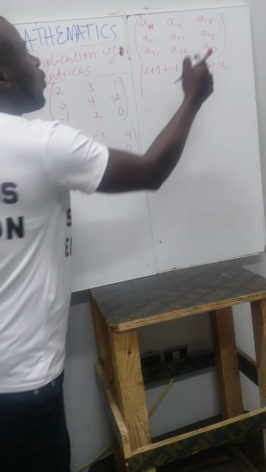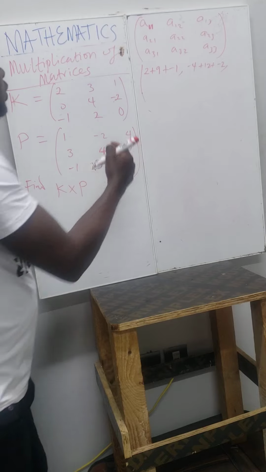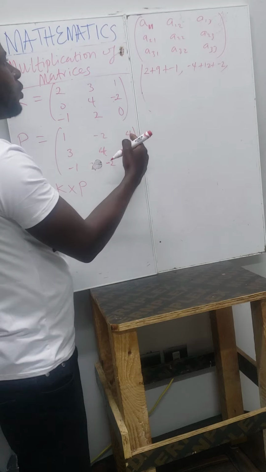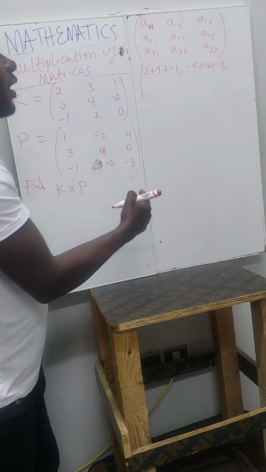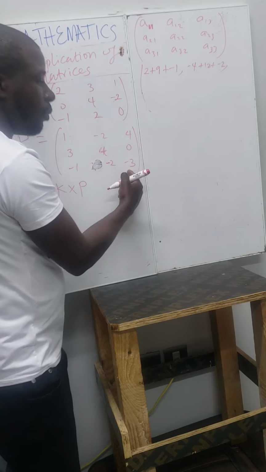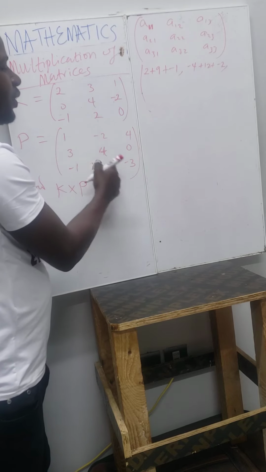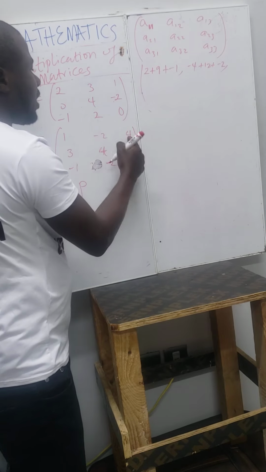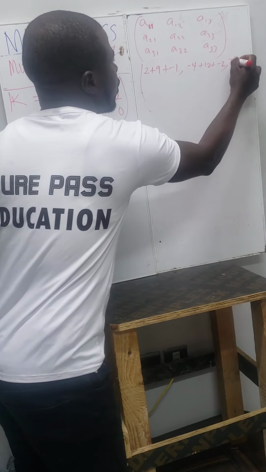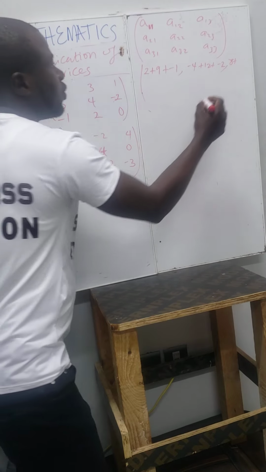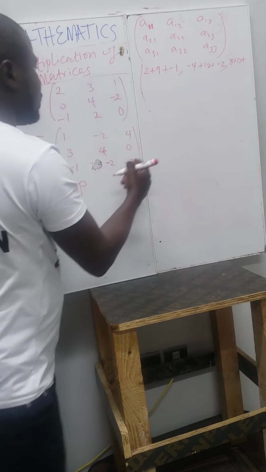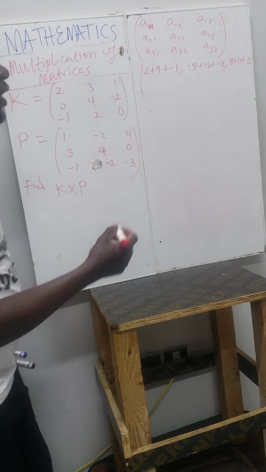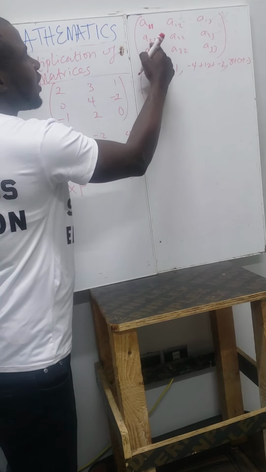Then you go on. 1, 3 simply means the element along the first row of the first matrix will be used to multiply the element along the third column of the second matrix P. Don't forget that. 2 multiplied by 4, that is 8, plus 3 multiplied by 0, that is 0, plus 1 multiplied by minus 3, that is minus 3. Are we getting that? Then we come to this side, A21.